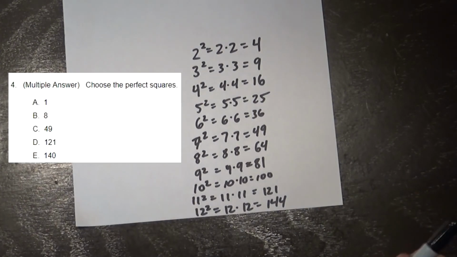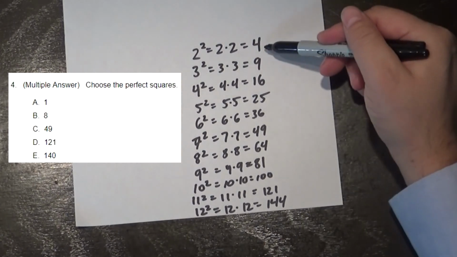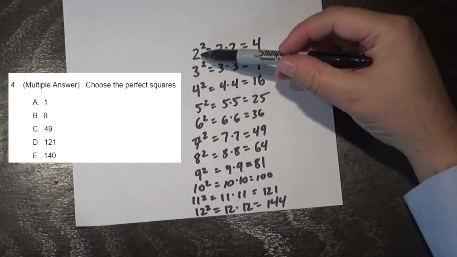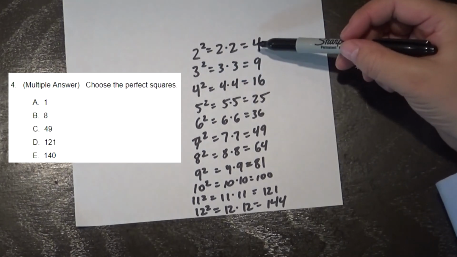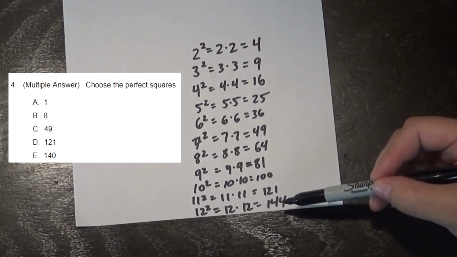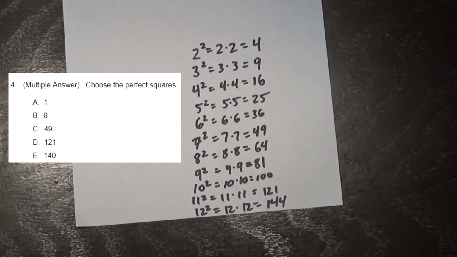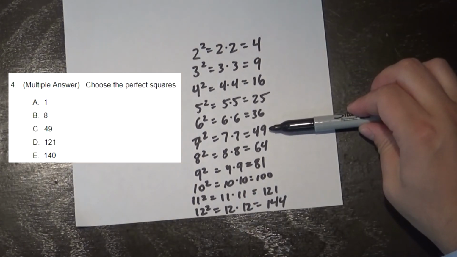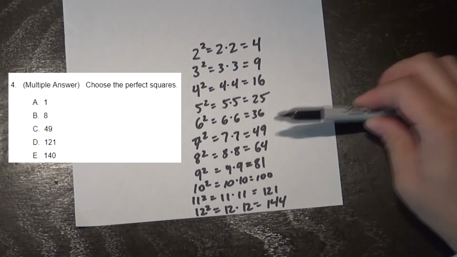So if I look at my options, letter B says 8. Now looking at my list here, 8 would fall somewhere between 4 and 9. Somewhere between 2 squared and 3 squared. It's not a perfect square because it's not listed here as one of my perfect squares. Letter C is 49. If I just glance through here, oop, there's 49. 7 squared, or 7 times 7, equals 49.